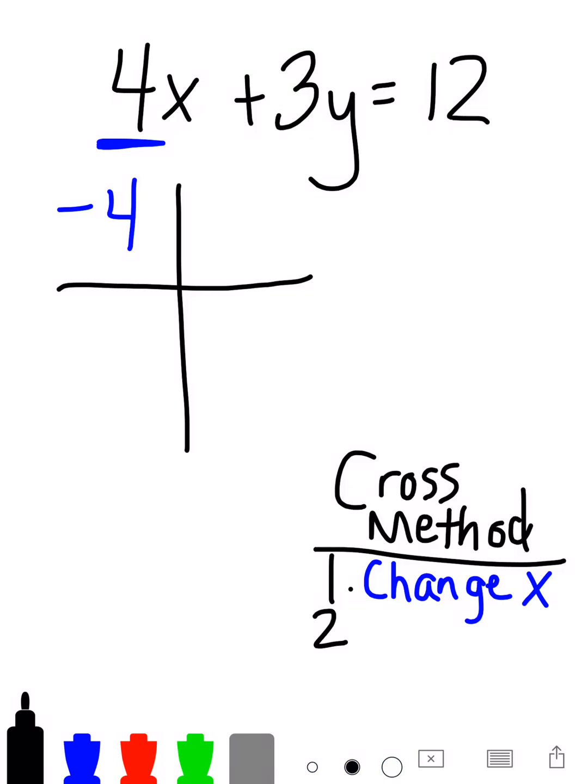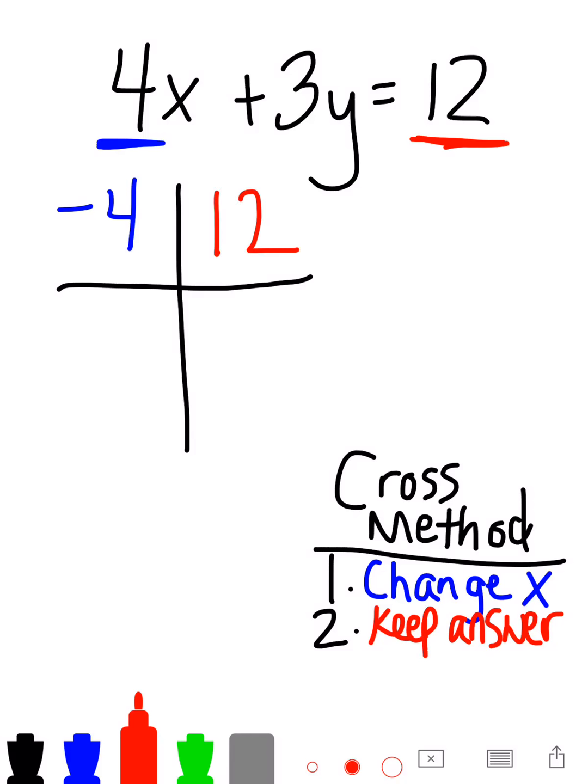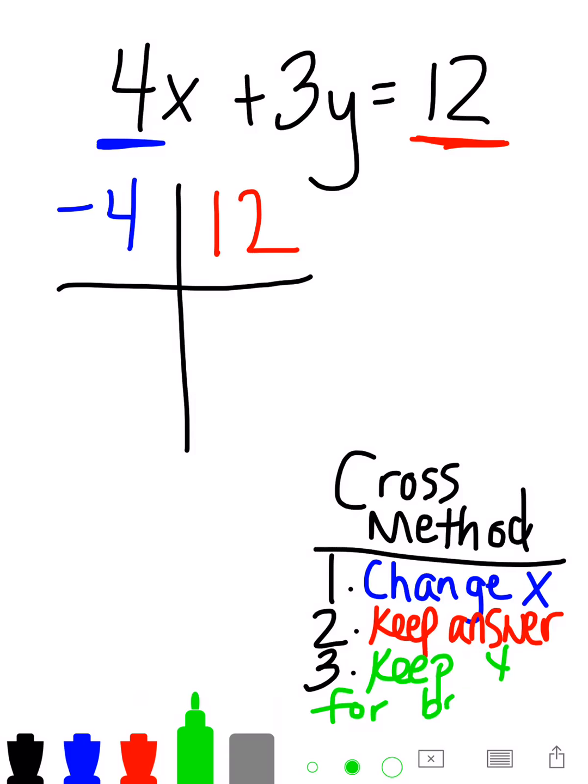Step number 2 says keep answer. Well, this equation is equal to 12. So in the second box, we're going to put 12. Step 3 says keep y for both bottom boxes. So that means the number in front of the y, in this case a positive 3, we're going to put a 3 in both boxes right here.